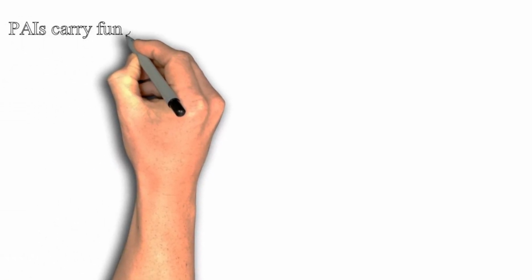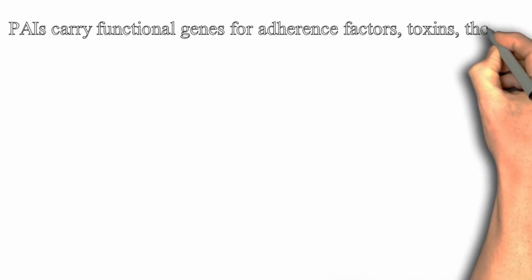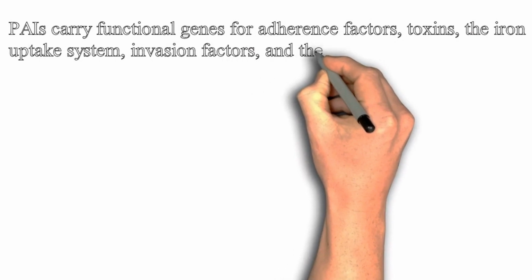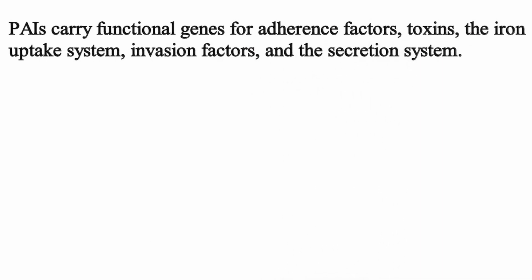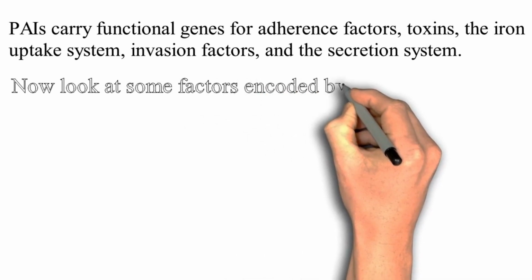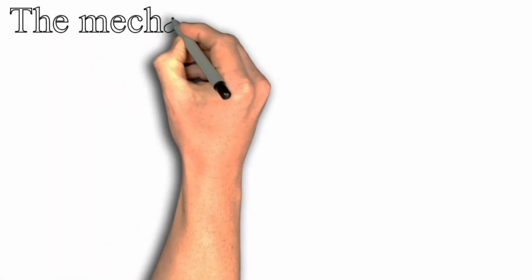PAIs carry functional genes for adherence factors, toxins, the iron uptake system, invasion factors, and the secretion system. Now look at some factors encoded by PAIs. Okay, let's talk about the mechanism of PAIs.